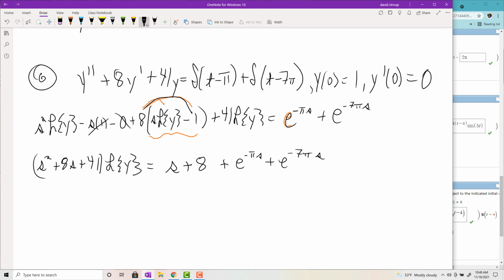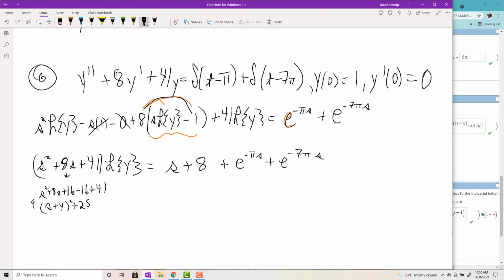I'm going to have to then divide both sides by this quadratic. And this quadratic I'm going to rewrite, okay? Because right now it's not factorable, but if you do a complete the square, it's going to be an s shift, okay? So anyways, s squared plus 8s plus, 8 over 2 is 4. 4 squared is 16. Immediately minus 16 and then plus 41. So that's going to be s plus 4 squared and then plus 25.